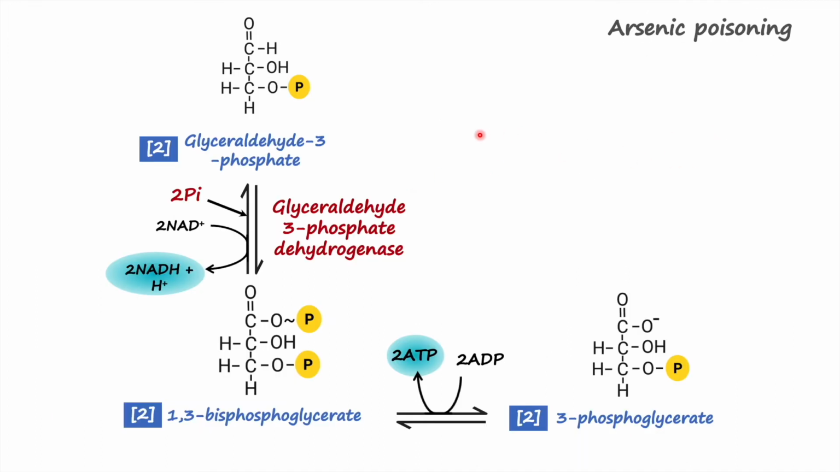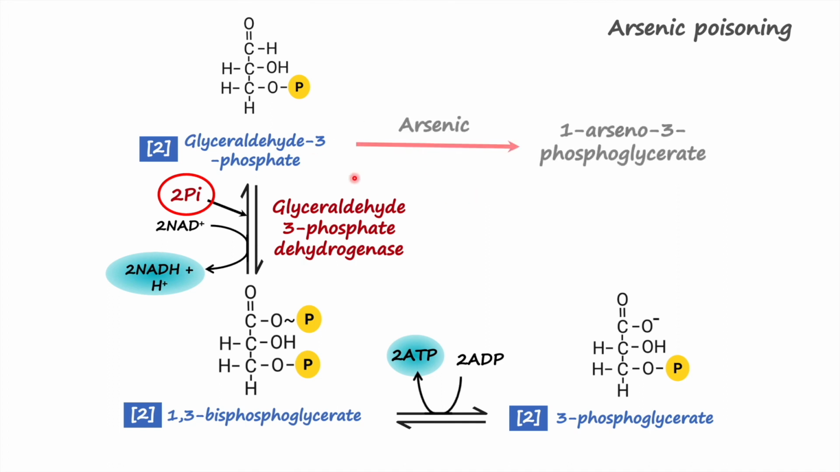The mechanism of arsenic poisoning involves interference in the glycolysis pathway, most importantly the step where glyceraldehyde 3-phosphate is oxidized into 1,3-bisphosphoglycerate. Remember that this step requires inorganic phosphate. What arsenic does is compete with this inorganic phosphate, and by doing that it converts glyceraldehyde 3-phosphate into 1-arseno-3-phosphoglycerate, and the product generated here is so unstable that it spontaneously hydrolyzes into 3-phosphoglycerate. So this is an intermediate of the glycolysis pathway.